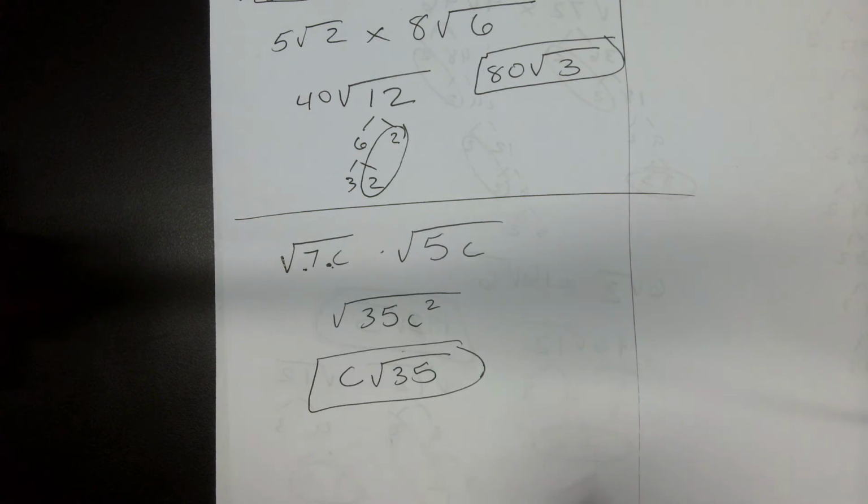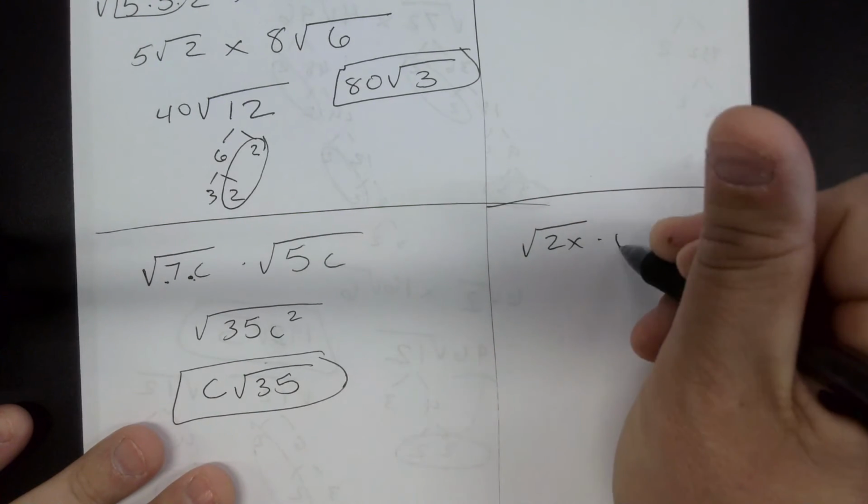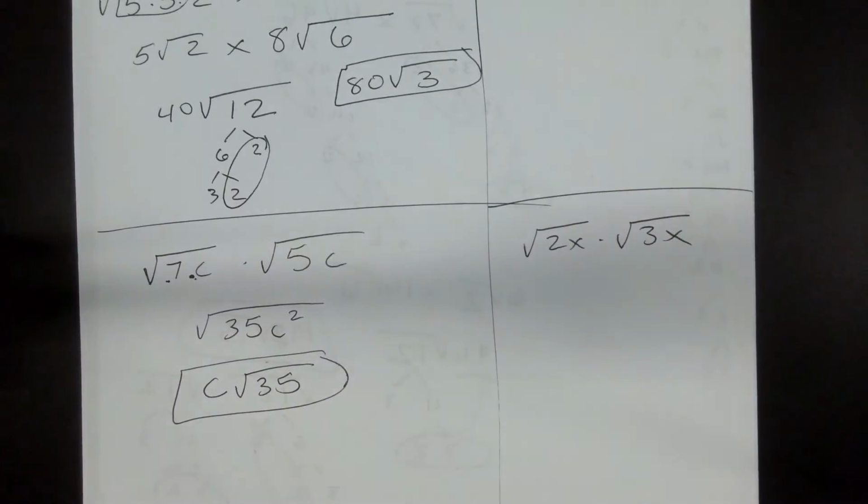Okay? Here, try this one on your own. Square root of 2x times the square root of 3x. I'm giving you 16 seconds.